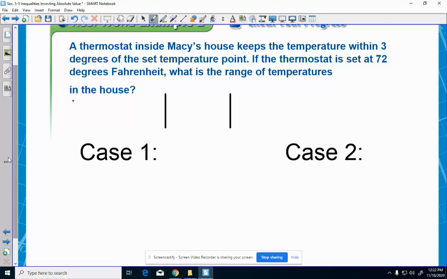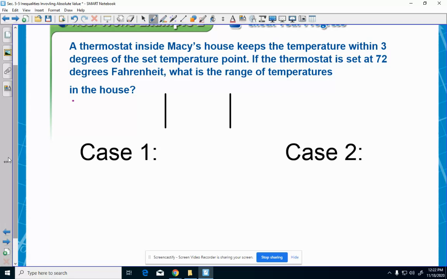If the thermostat in your house will keep the temperature within 3 degrees of whatever you set it at, and it's set at 72, what is the range of temperatures for your house? As low as 69 and as high as 75. Now, if I thought about that graphically, is that an and statement or an or statement? It's an and statement, because it could be 69, 70, 71, 72, 73, 74, 75. All those values in the middle.